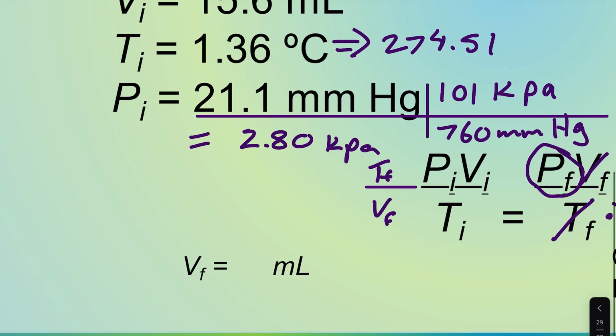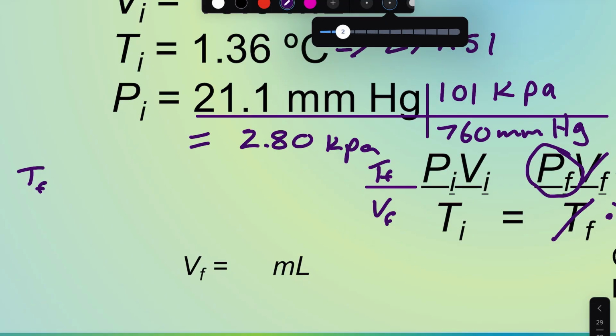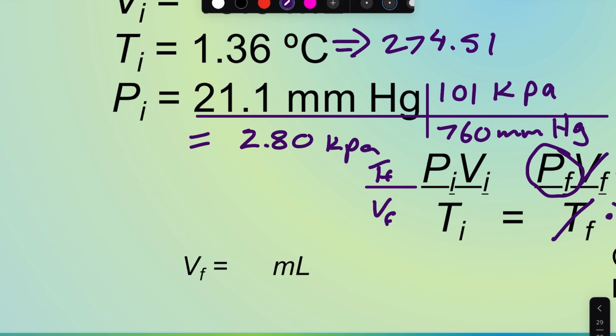I'll rewrite it right here. And so we have TF, I'll even go a little bit smaller so it's easier to see. We have our final equation that we're going to plug everything into: TF times PI times VI divided by VF times TI, which equals PF. And so we'll plug in the values.